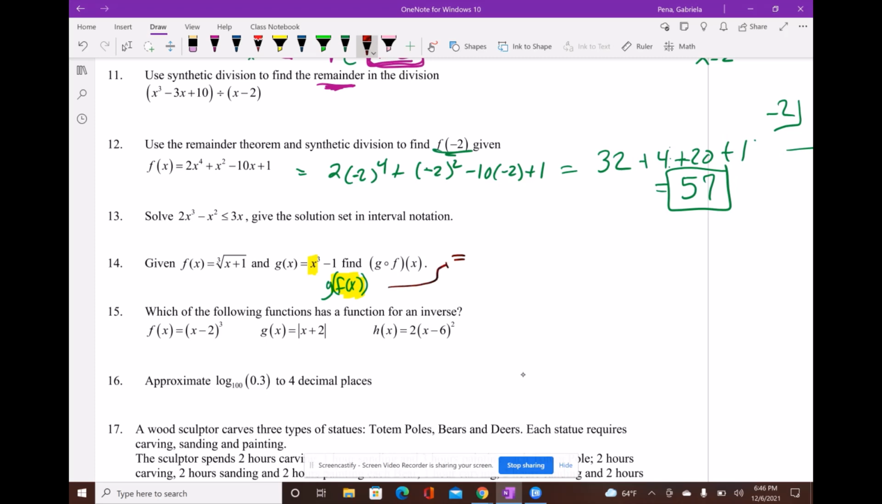Function G is x cubed minus 1. Who do we plug in for the x? The cube root of x plus 1. What happens with your cube root and your cube? They're going to cancel. And what are you going to have left over? x plus 1 minus 1. And that becomes what? x, because 1 and -1 cancel.